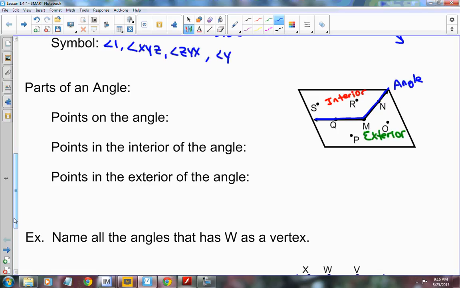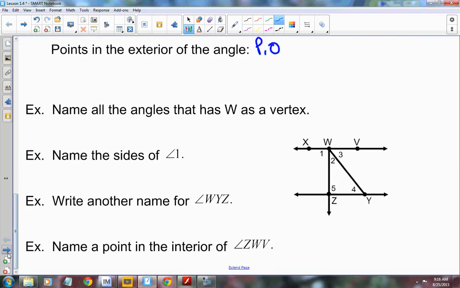Okay, so let's answer these questions real quick. Name the points on the angle. Q, M, and N, right? What's the vertex of the angle? M, very good. Points in the interior of the angle: S and R. Points in the exterior of the angle: P and O. Alright, so that's the parts of the angle.